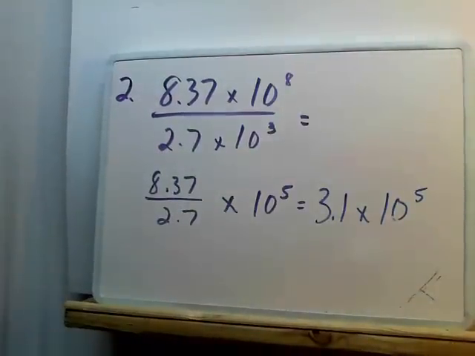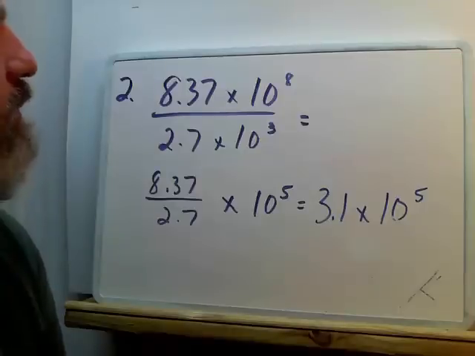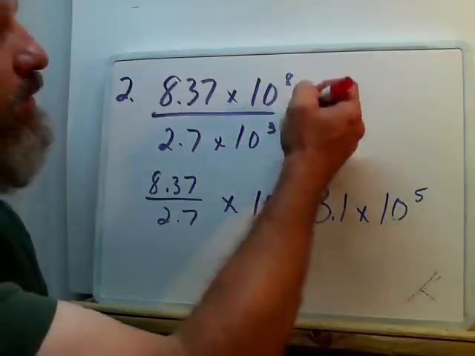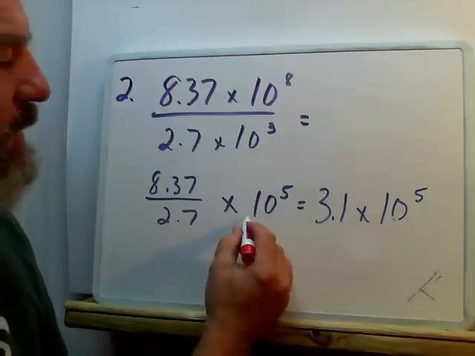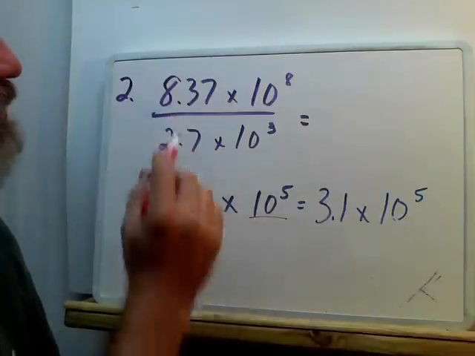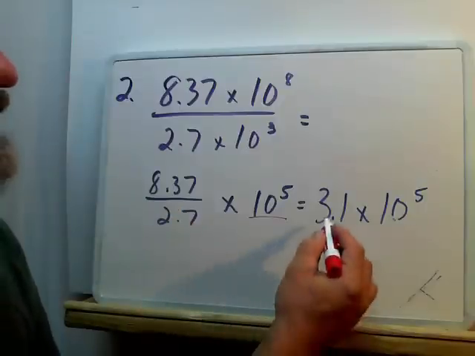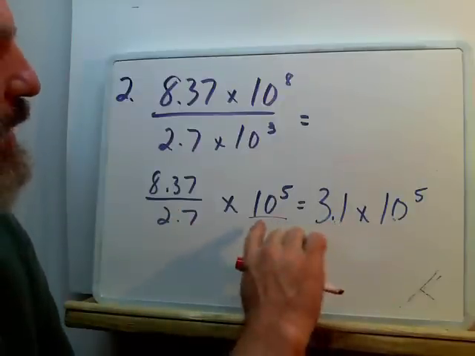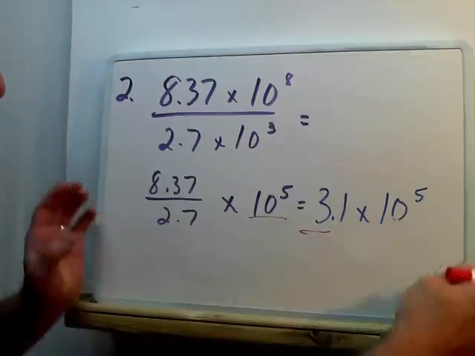Number 2, we have the quantity 8.37 times 10 to the 8th divided by the quantity 2.7 times 10 to the 3rd. We can simplify the 10 to the 8th divided by the 10 to the 3rd and immediately get 10 to the 5th. Then all we have to do is 8.37 divided by 2.7. Do that in the calculator and we get 3.1, and then times 10 to the 5th. Again, we have a single digit, so we're complete.